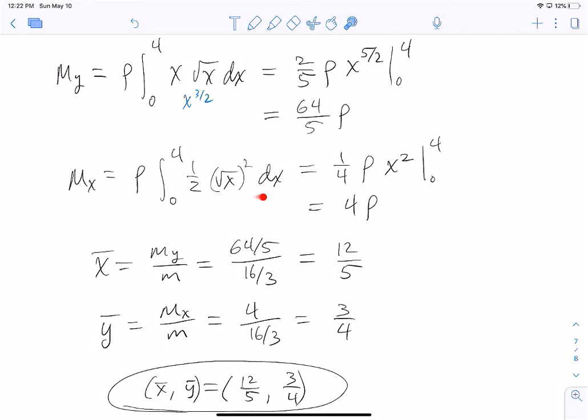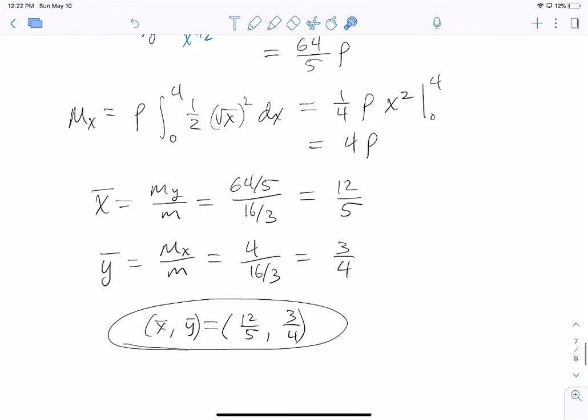For the moment about the x-axis, we have rho times the integral from 0 to 4 of 1/2 of the square root of x squared dx. That gives us 1/4 rho x squared evaluated from 0 to 4 by using, again, the power rule. And that evaluates to 4 rho.